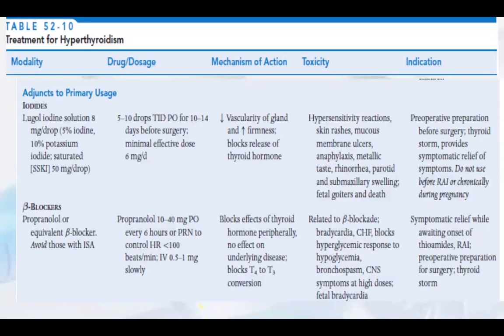Then adjuncts can be added to the primary usage. Iodides can be added and beta blockers can be added. Lugol iodine solution can be given, and beta blockers, mostly propranolol or equivalent. Mostly propranolol is given in treatment of hyperthyroidism. The dose of propranolol is 10 to 40 milligrams orally, and you can read its mechanism of action, its toxicity, and its indications.